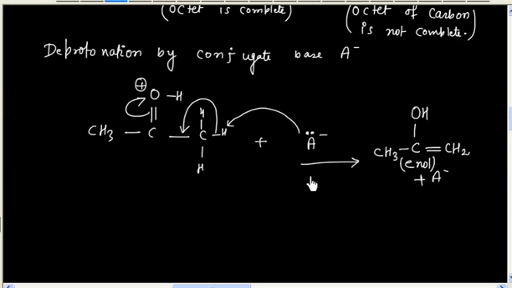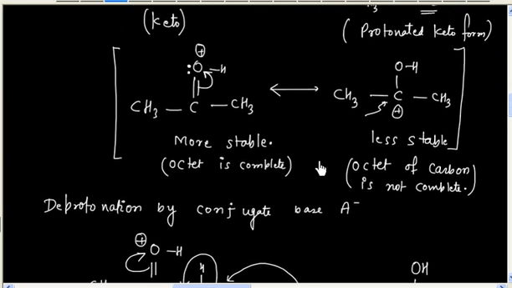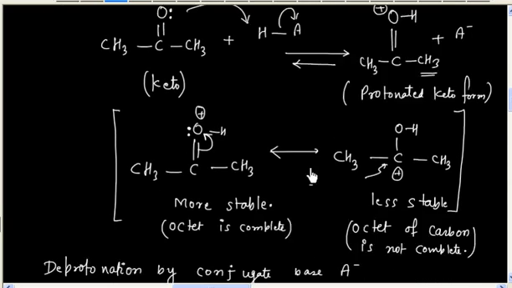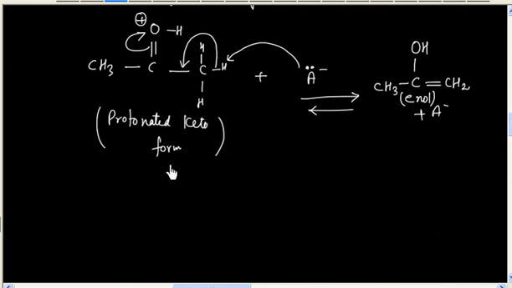So all these steps are equilibrium steps. The enol form can change into protonated keto form, and protonated keto form can lose H plus to go into keto form. So this step is reversible. So all steps are reversible.